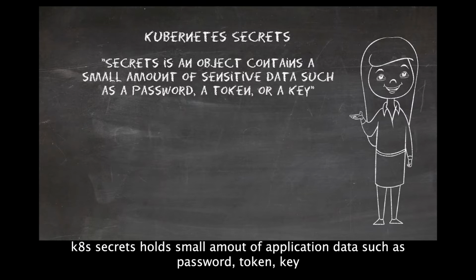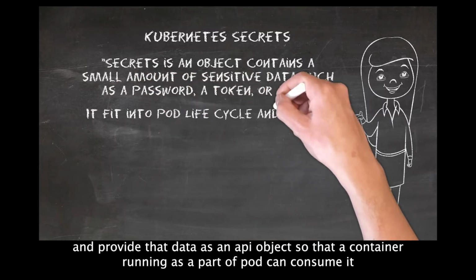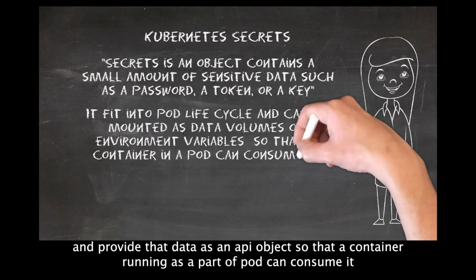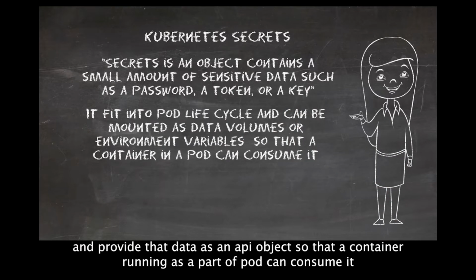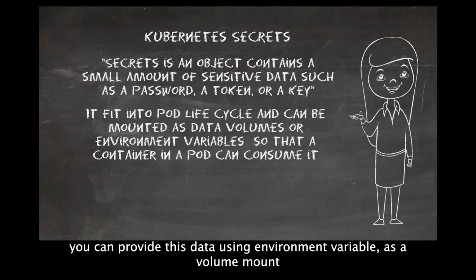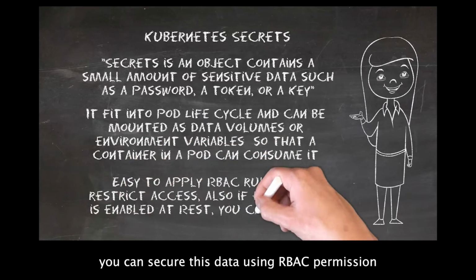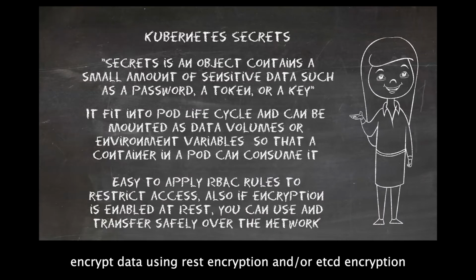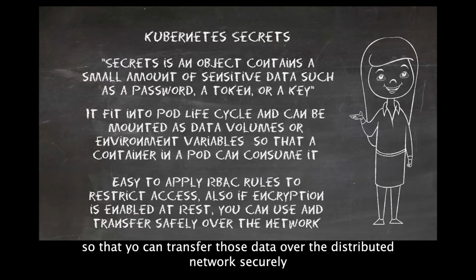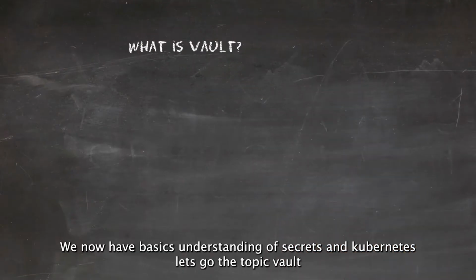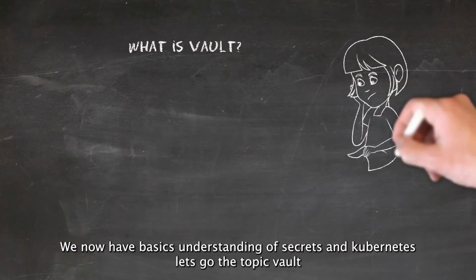A Kubernetes secret holds a small amount of application data such as passwords, tokens, and keys, and provides that data as an API object so that a container running as part of a pod can consume it. You can provide this data using environment variables or as a volume mount. You can secure this data using RBAC permissions and encrypt data using REST encryption and/or TLS encryption so that you can transport that data over the distributed network securely. We now have a basic understanding of secrets and Kubernetes.